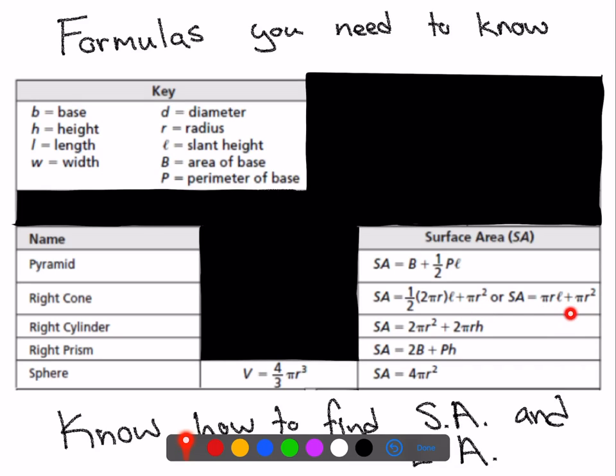Or if you want to simplify it, I much prefer the pi RL plus pi r squared. That'll make it a lot easier. For a right cylinder, we have 2 pi r squared plus 2 pi RH. For a right prism, we have 2B plus P times H. And lastly, for a sphere, we have 4 pi r squared. I also include the volume of a sphere in here, 4/3 pi r cubed. You should know that one. That one you'll probably need to use on the test as well.